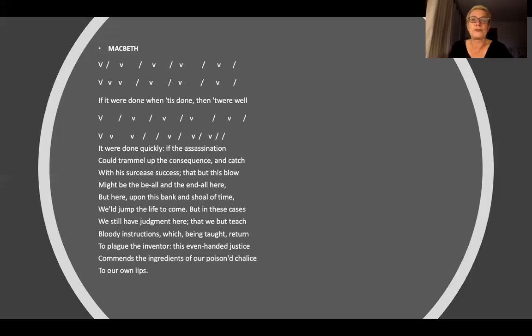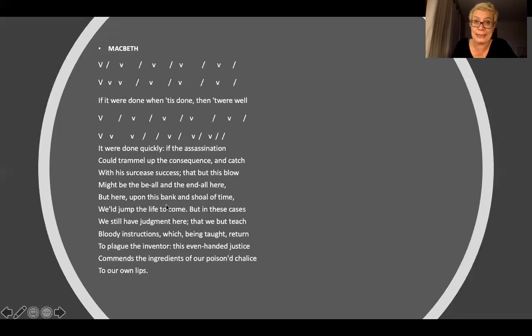Finally, I want us to think about the number of enjambments here. And this is why this is so tricky. "If it were done when 'tis done, then 'twere well, it were done quickly." One enjambment. And then halfway through this line, a new thought. "If the assassination could trammel up the consequence and catch with his surcease success." And that's kind of odd, isn't it? Because it is a thought, but with no conclusion. In fact, his mind goes on to something else. "But this blow might be the be-all and the end-all here, but here, upon this bank and shoal of time, we'll jump the life to come." So all of that is one great big enjambment.